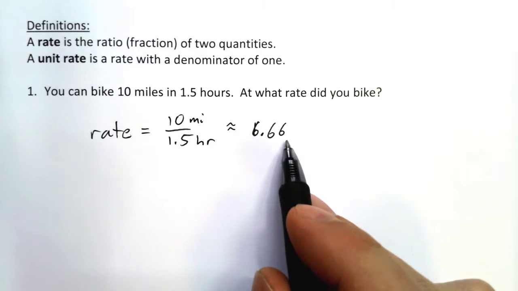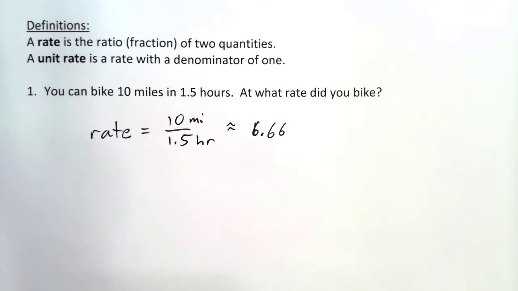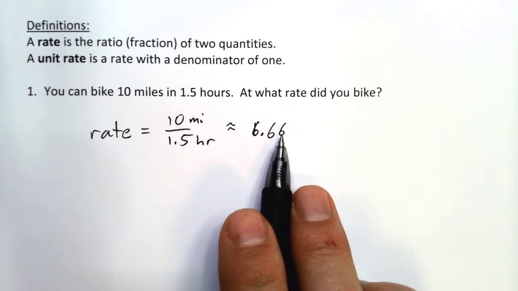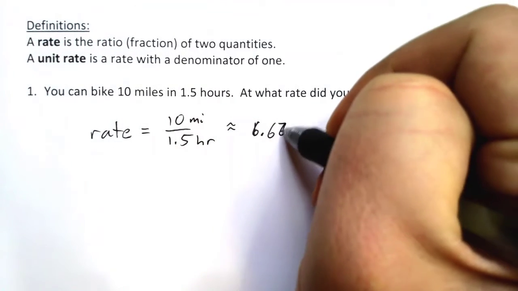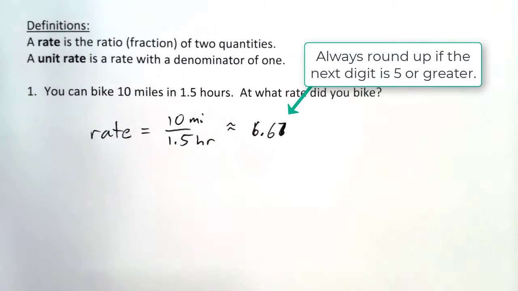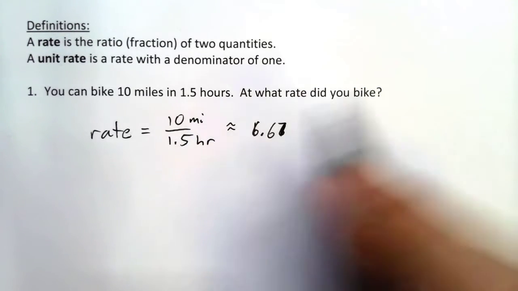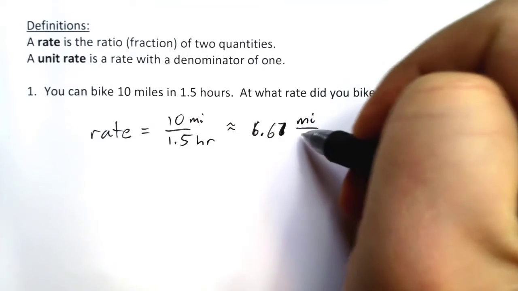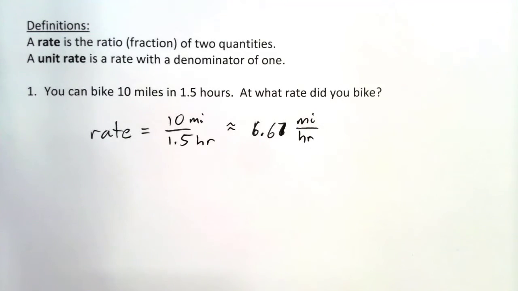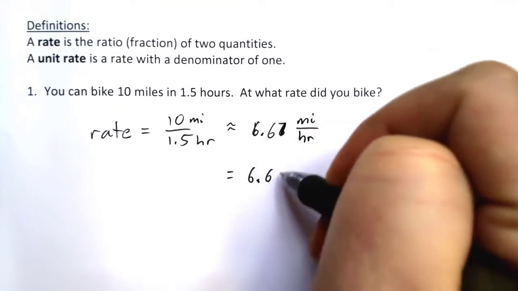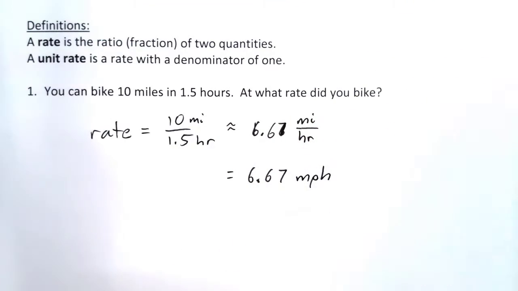6.66 repeating. So because it repeats, the next number is going to be a 6, which means if I'm going to round this to 2 decimal places, and let's go ahead and do that, I would round this up to a 7. So 6.67. And what are the units? Miles over hours. So miles divided by hours. Sometimes you'd see people write this as follows: 6.67 mph stands for miles per hour. So that's another way to write down the rate, but that's the rate at which we biked.